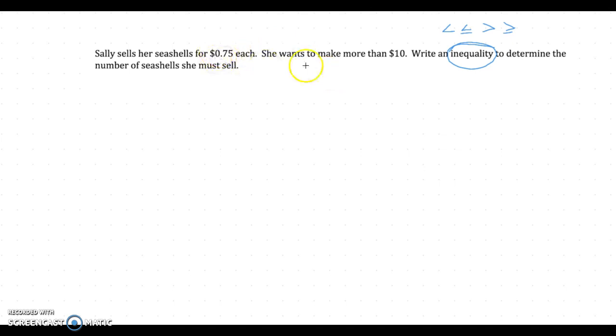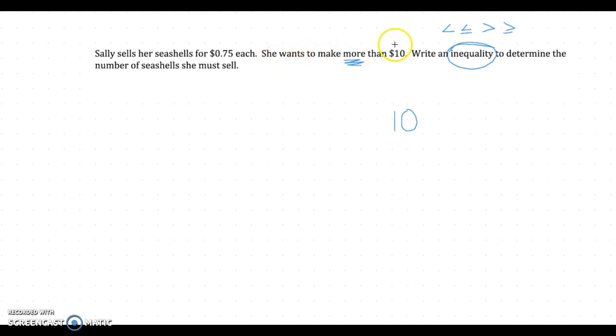Your other clue is kind of the wording as we go through this. And so the first thing I look for is the total, and then I work backwards from there. So I always put my total on the right because that makes the most logical sense to me. And so this says she's selling seashells for 75 cents each, and she wants to make more than $10. Well, $10 is the total, and so I'm going to put that on the right. And what I'm saying is that whatever is over here on the left needs to be more than $10. And that's another indication that it's not an equal sign. If it would have been an equal sign, it would have said she wanted to make $10.